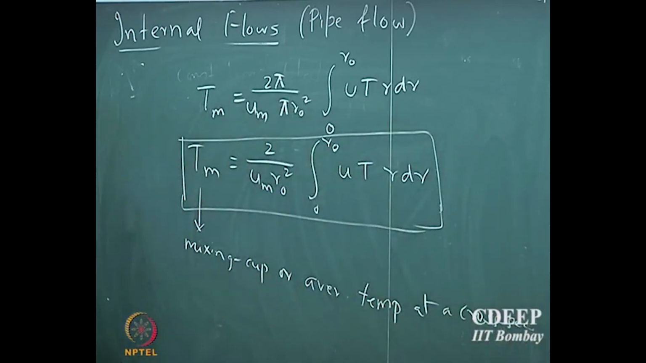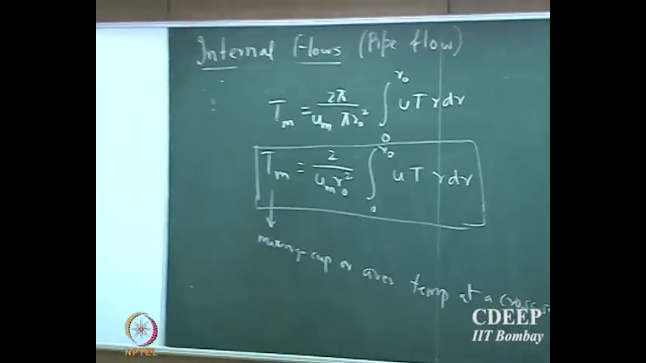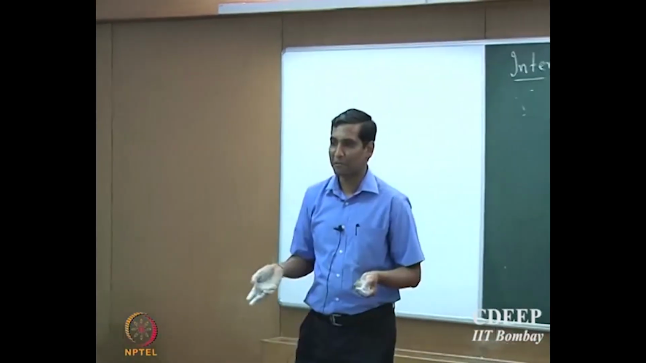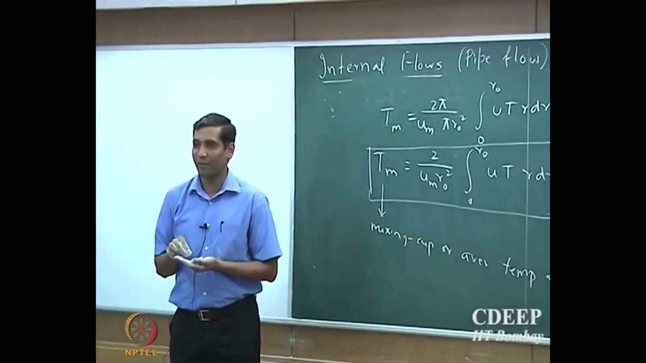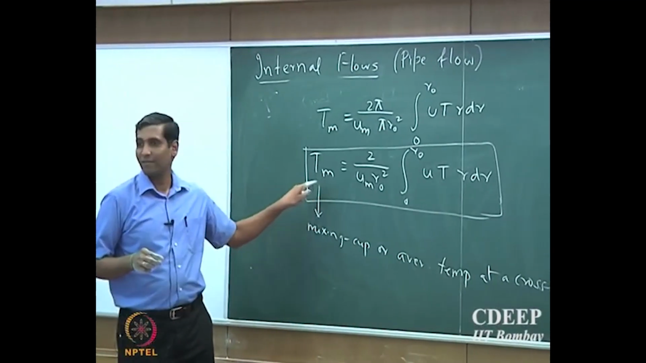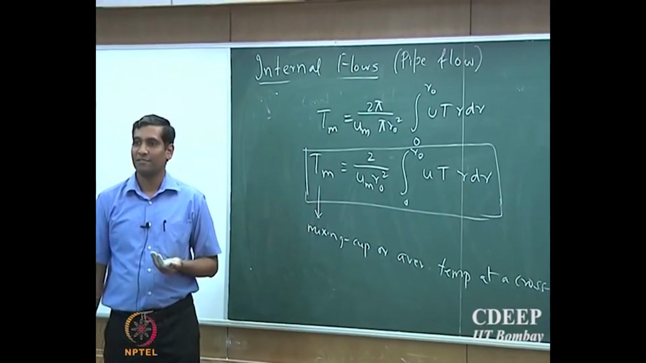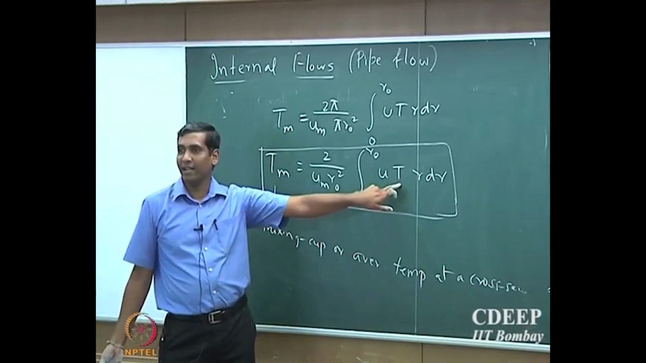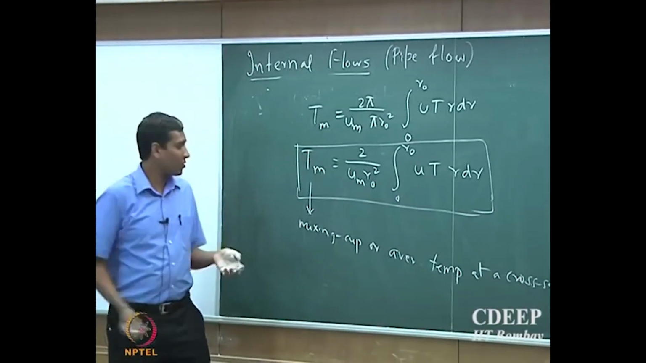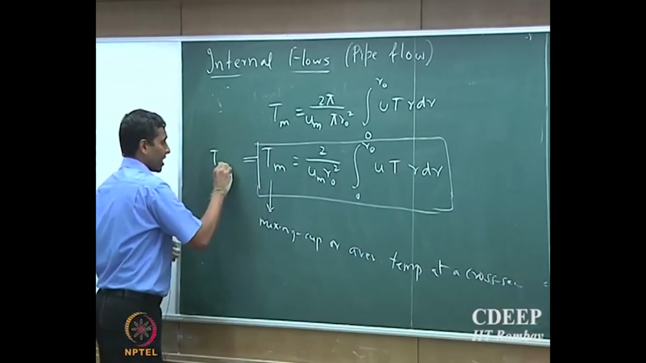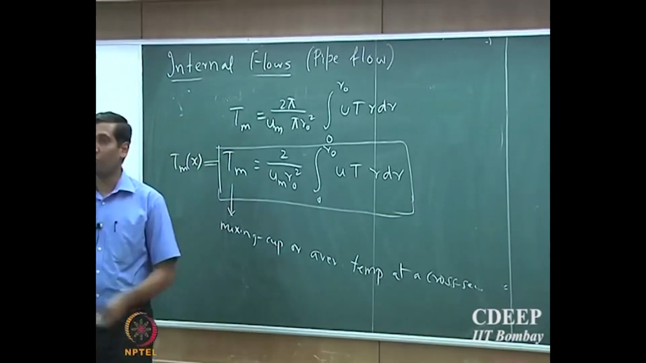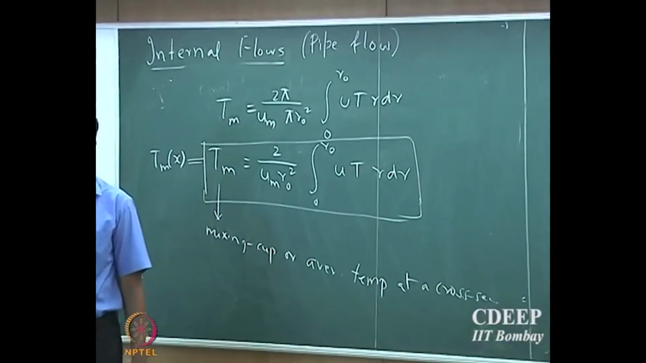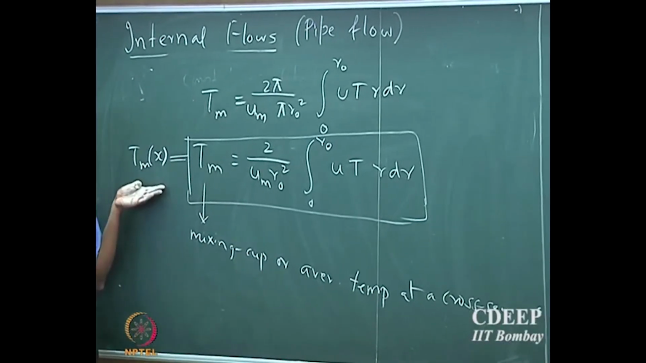Is this a function of x position? No. Why? Doesn't matter whether it is constant flux or constant temperature. Is this constant with respect to x position? Depends whether T is a function of x and r, right? So this integral is only over r, so the result obviously has to be a function of x position. Unlike what we saw in the velocity boundary layer, the mixing cup temperature is now a function of the x position.